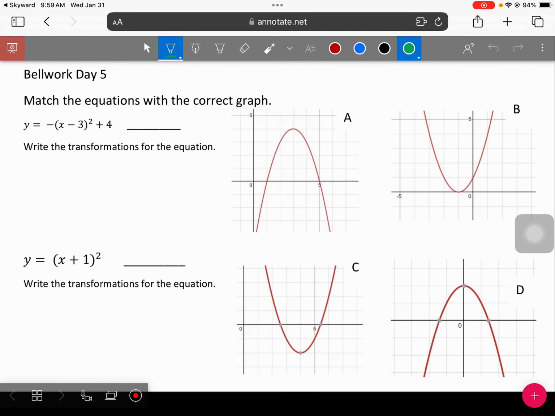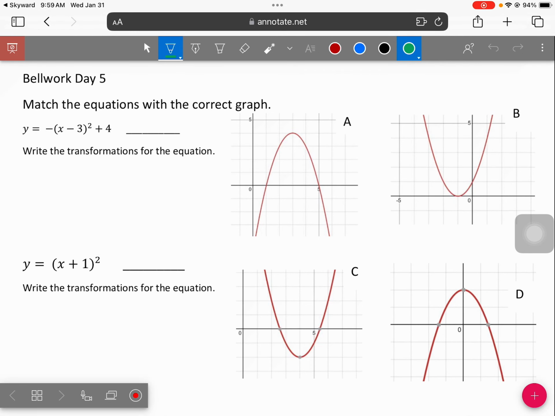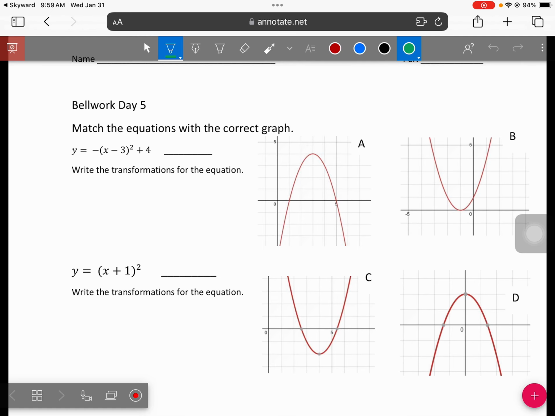Exported again. So bell work day 5. Match the equations with the correct graph. First of all, what form of equation is this? I know that's not asked here, but what is it? With h, k, and a. It is with h, k, and a, and what do we call that?